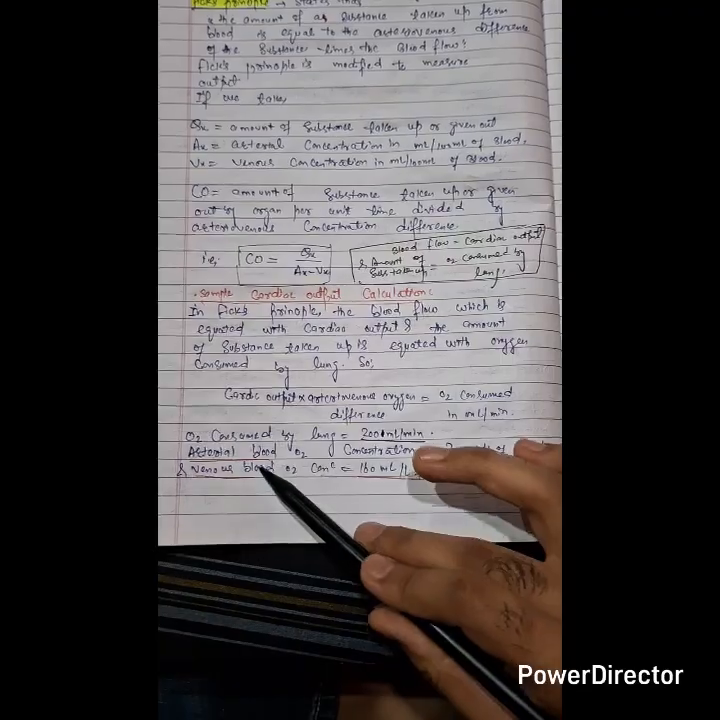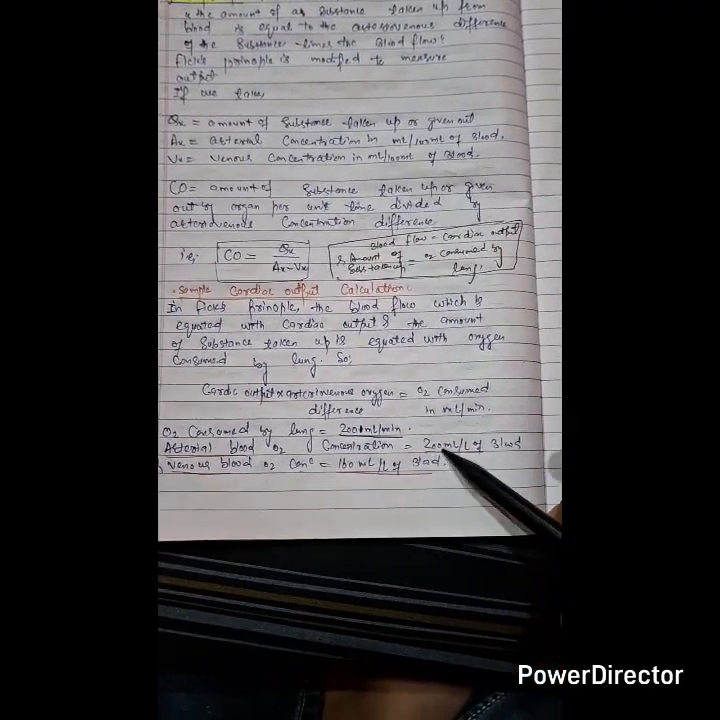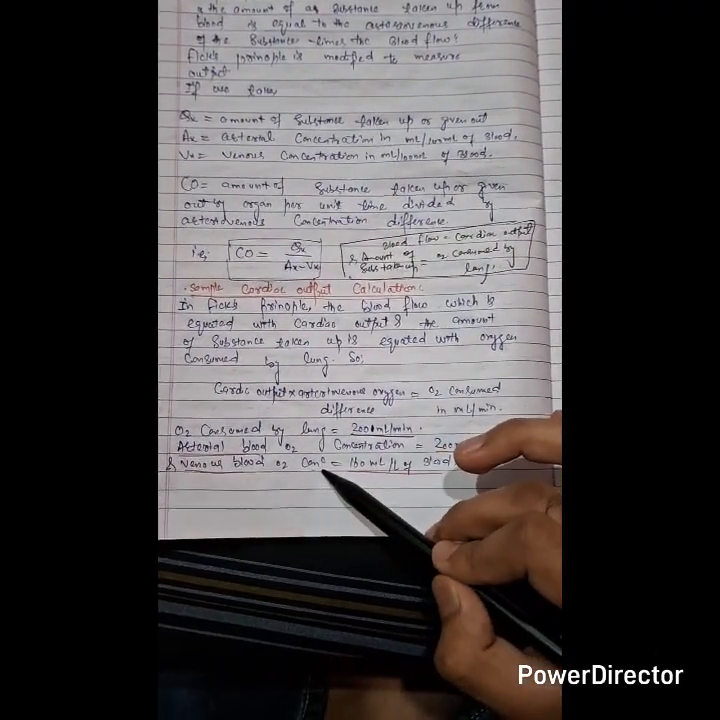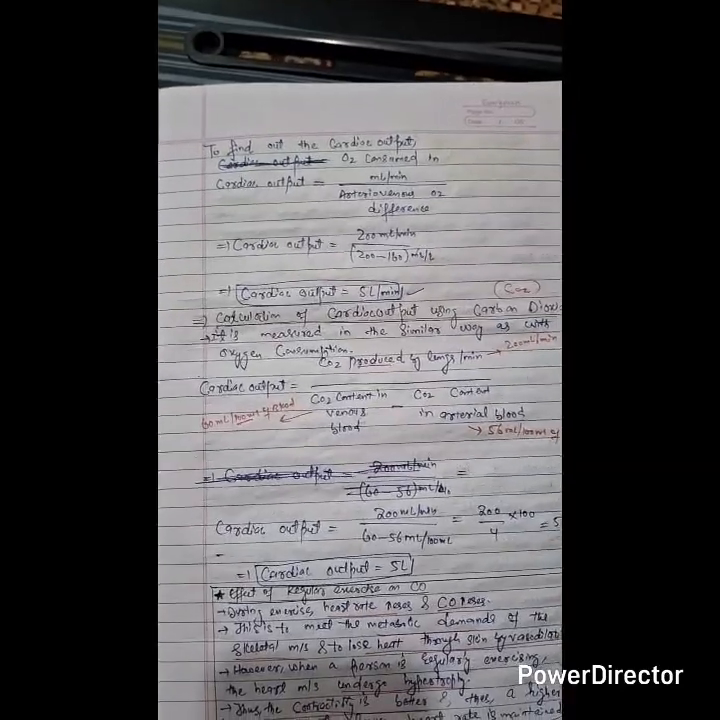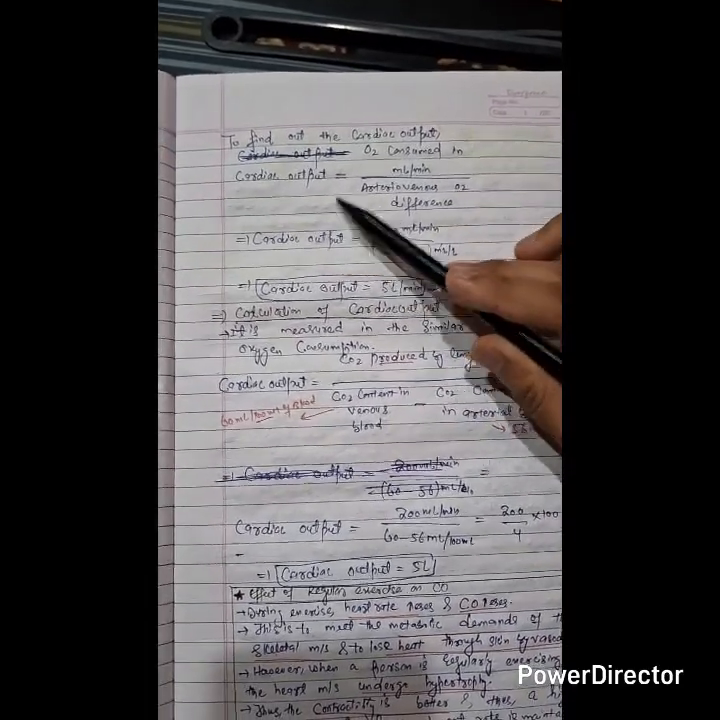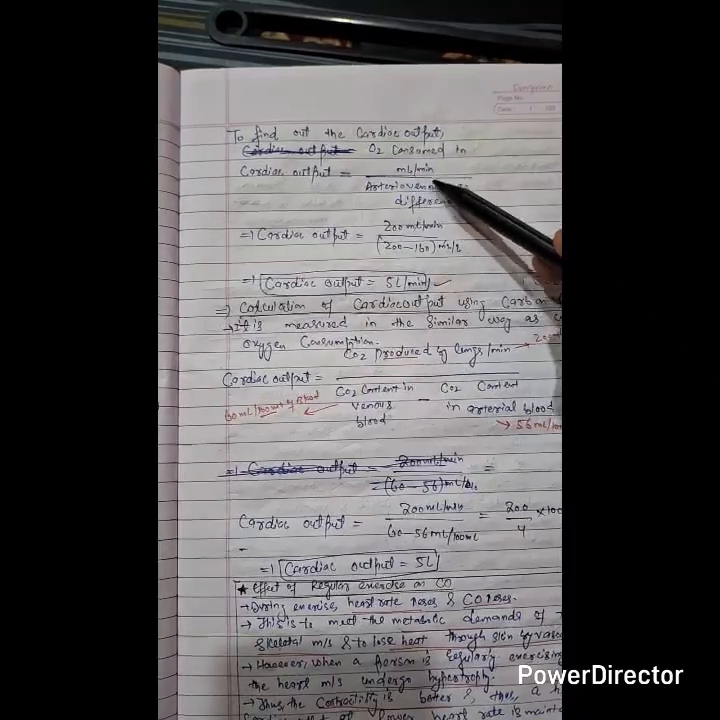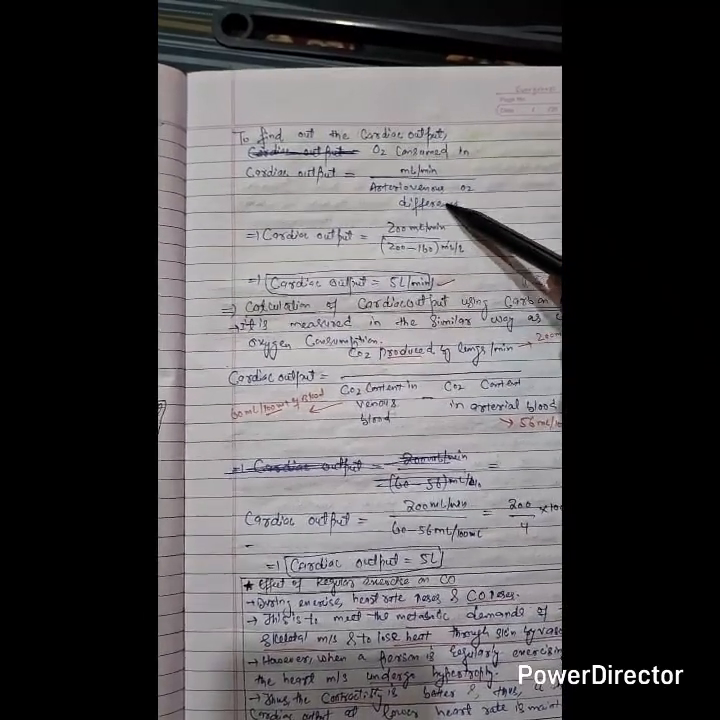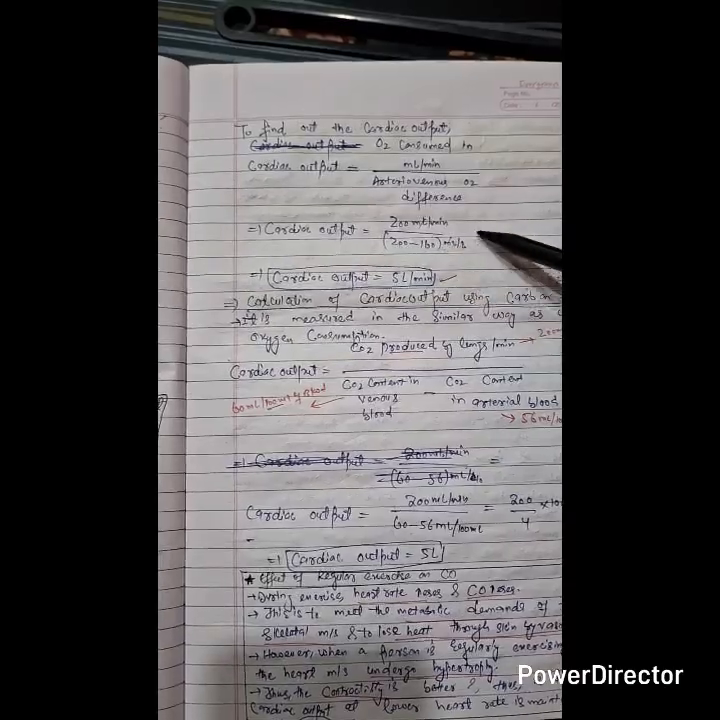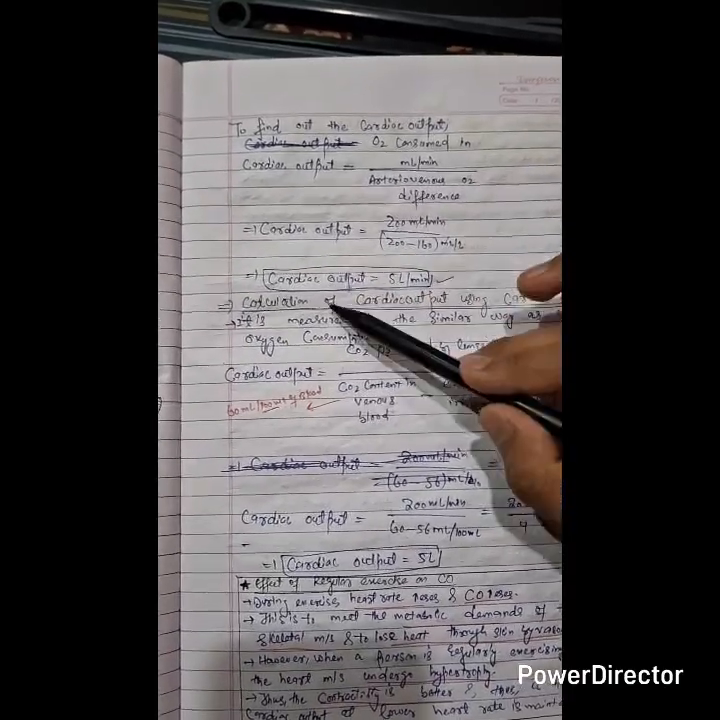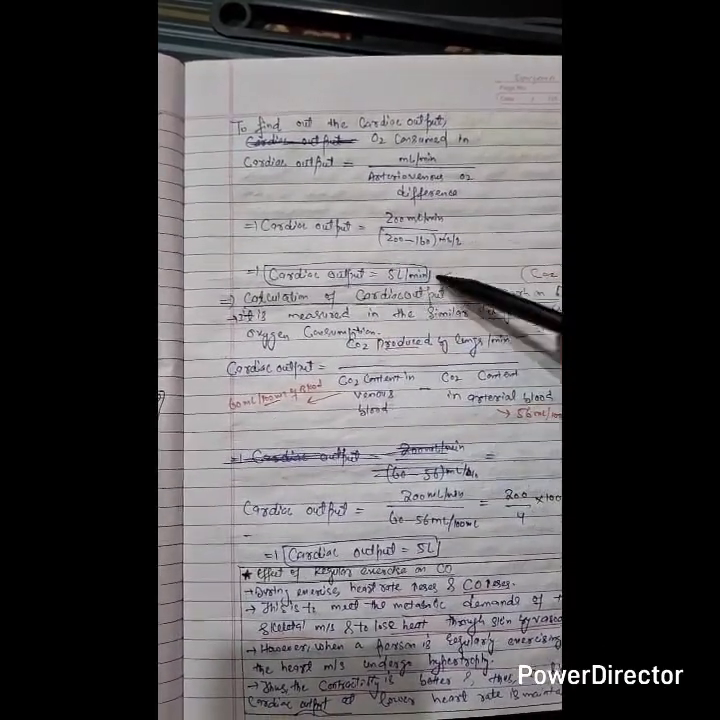We know this. And arterial blood O2 concentration is 200 ml per liter of blood, and venous blood O2 concentration is 160 ml per liter of blood. To find out the cardiac output, we use the formula: cardiac output is equal to O2 consumed in ml per minute divided by arteriovenous O2 difference. So cardiac output is equal to 200 ml per minute divided by 200 minus 160 ml per liter. The ml cancels out, so we get cardiac output equal to 5 liters per minute.